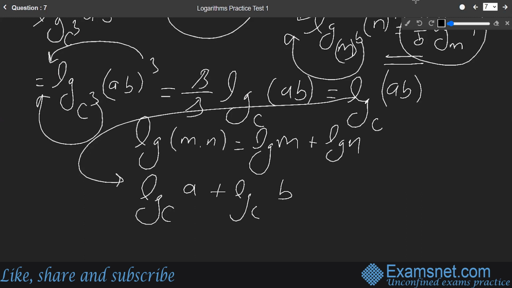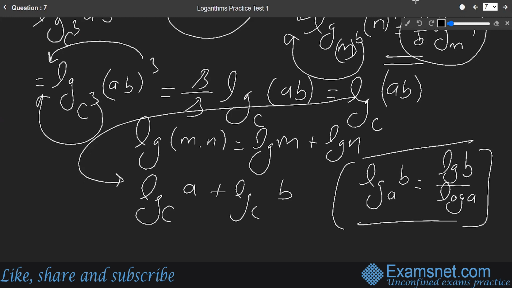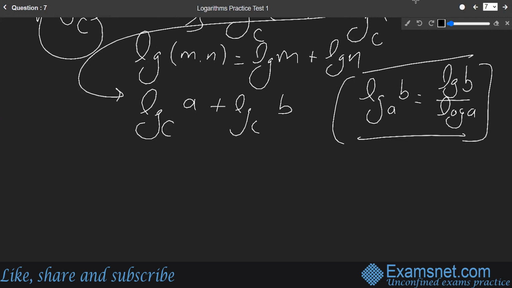Before that, we can do one more thing. One more property can be used. The property says log base a of b can be written as log of b over log of a. It can be written like that also. So let us use this property for both the terms that we have. If you use this, then this particular term can be written as log of a over log of c.